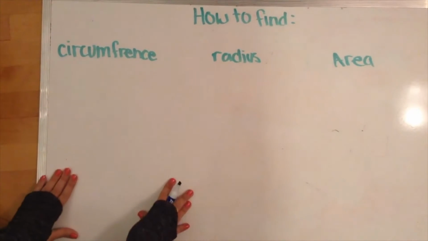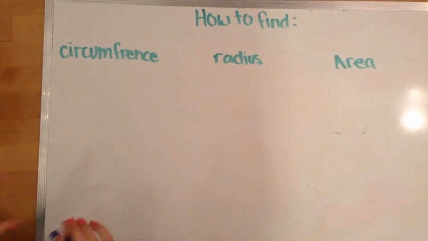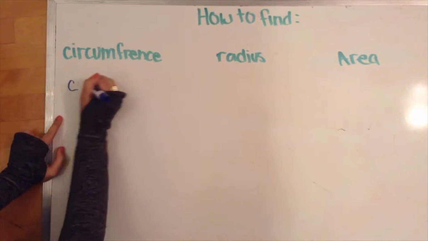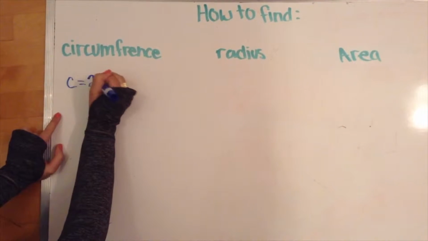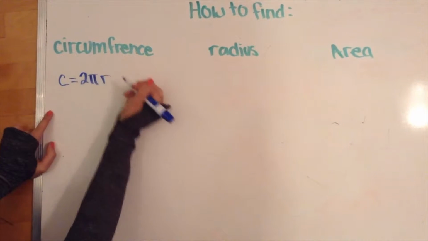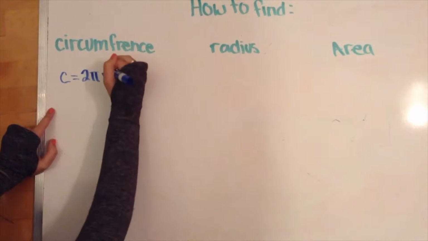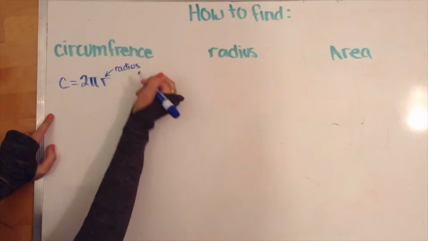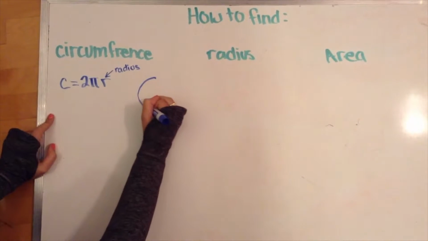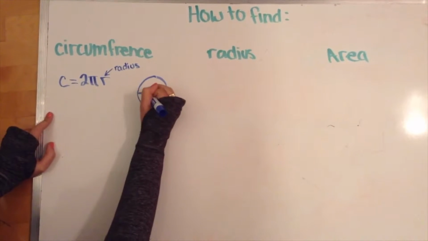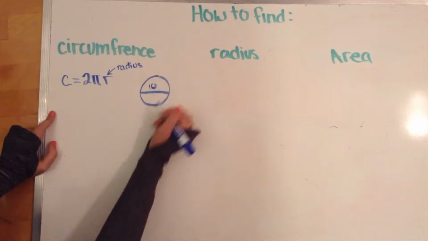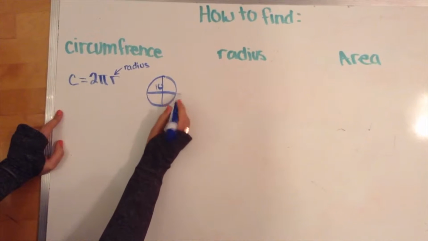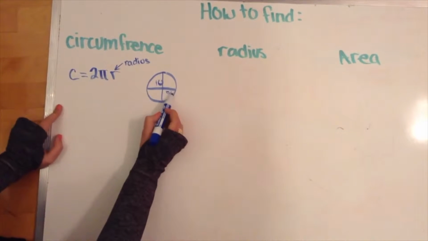Let's start off with circumference. First, we always have to start off with the formula. The formula for circumference is circumference equals 2 pi r. R stands for radius. So let's say I had a circle and I had a diameter of 10. I know that I will need the radius, so I will just do half of 10, which is 5 centimeters.